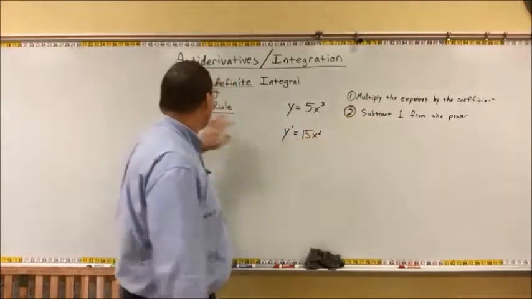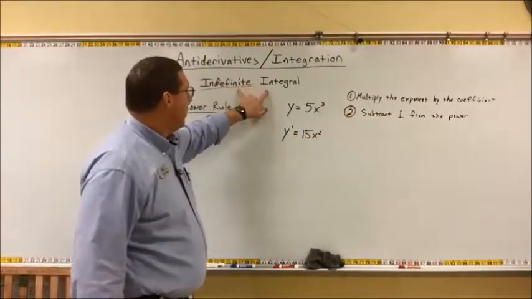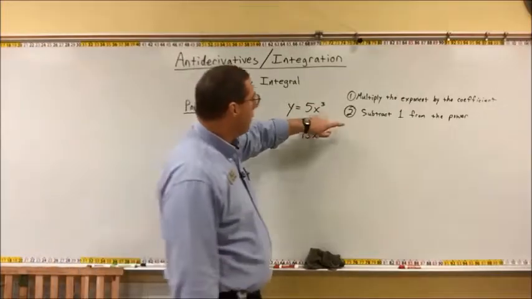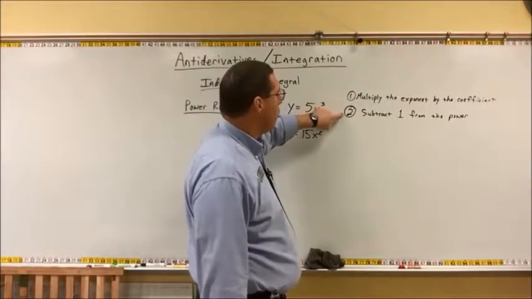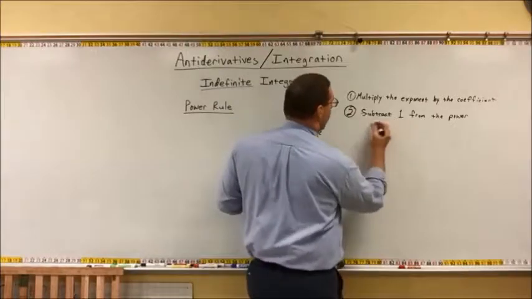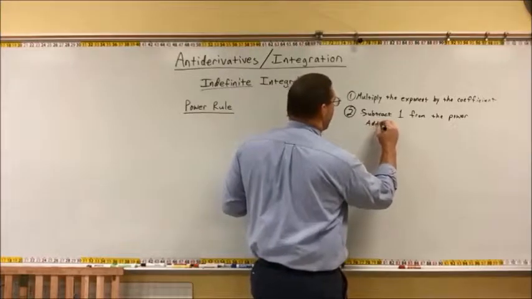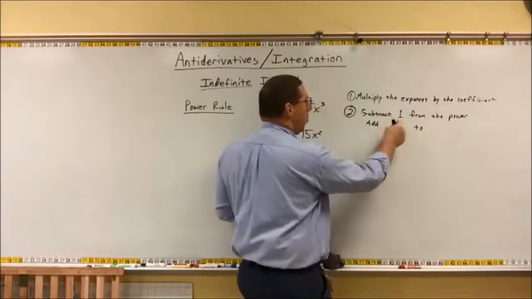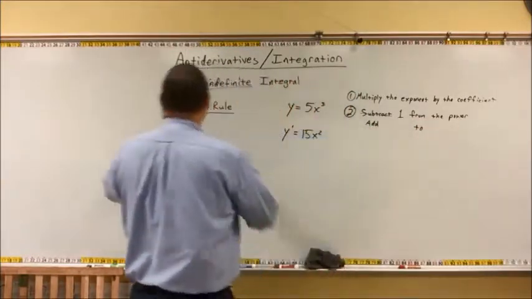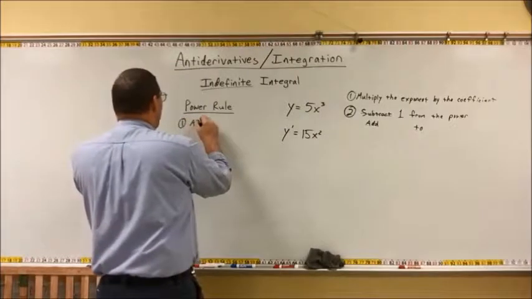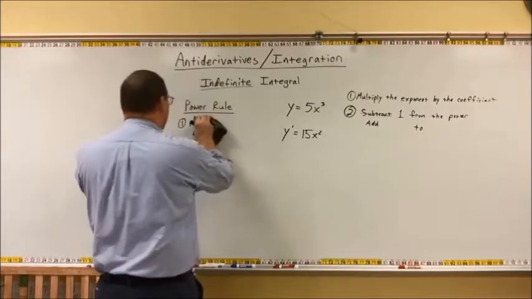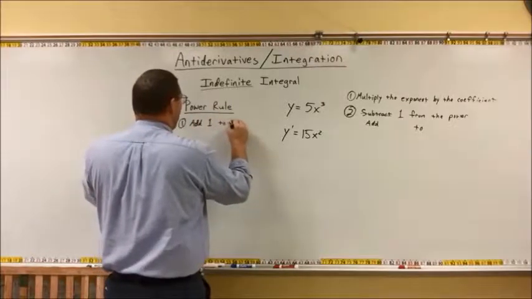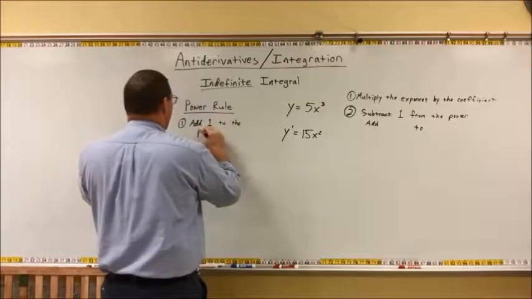But we're actually going to also reverse the operations. So the power rule for an indefinite integral, if it's a polynomial function, is going to go like this. Instead of doing step 1, we're going to do step 2 first. And instead of doing subtract, we're going to add. Instead of subtracting from, we're going to add to. So add 1 to the power. So the first step, add 1. You add 1 to the power.